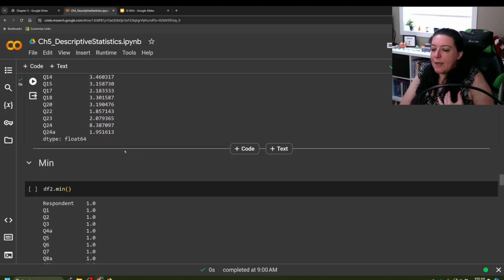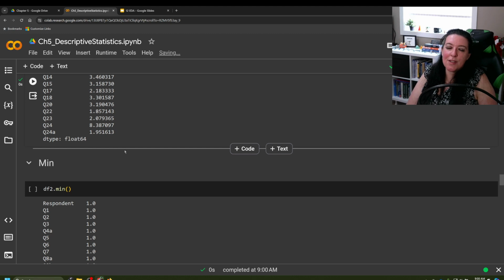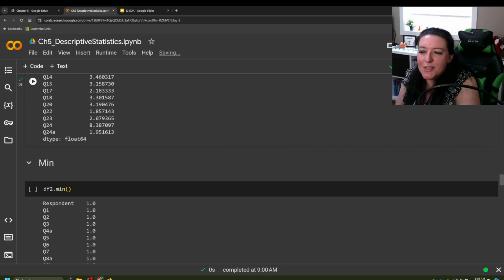So we've looked at median, we've looked at mean, we have looked at our mode. Now we want to start getting into measures of variability. And so we'll just cut this video here and we'll do variability as its own video.